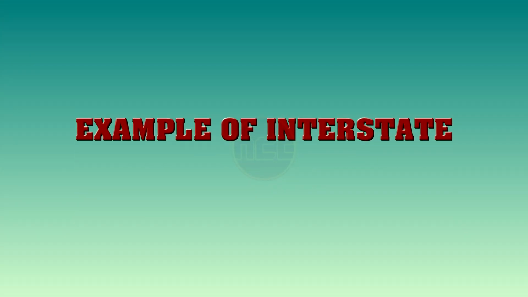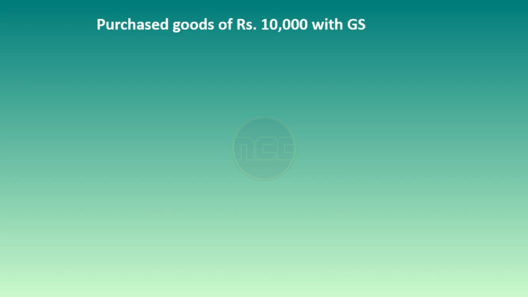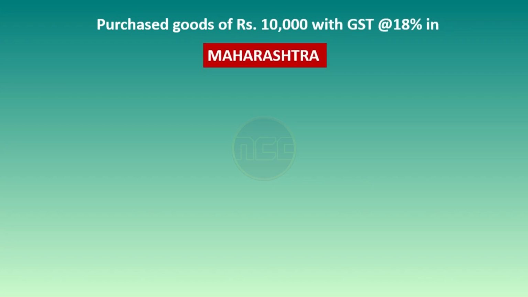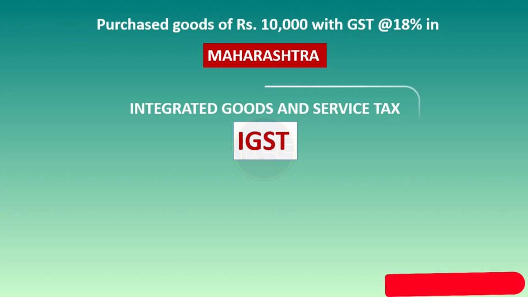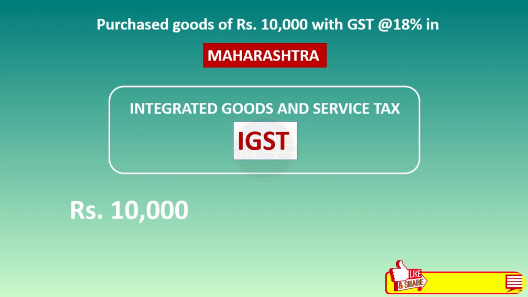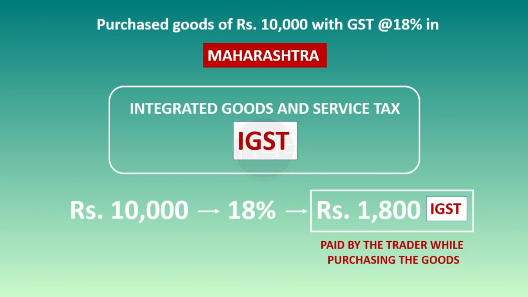Then I will also give an example of interstate, that is trading between the two states. Here is an example. Purchase goods of rupees 10,000 at the rate 18% in Maharashtra. So there will be no CGST, no SGST. There is only IGST tax, that is called the Integrated Goods and Service Tax. And 18% on 10,000 is rupees 1,800 as IGST, that is paid by the trader while purchasing the goods.